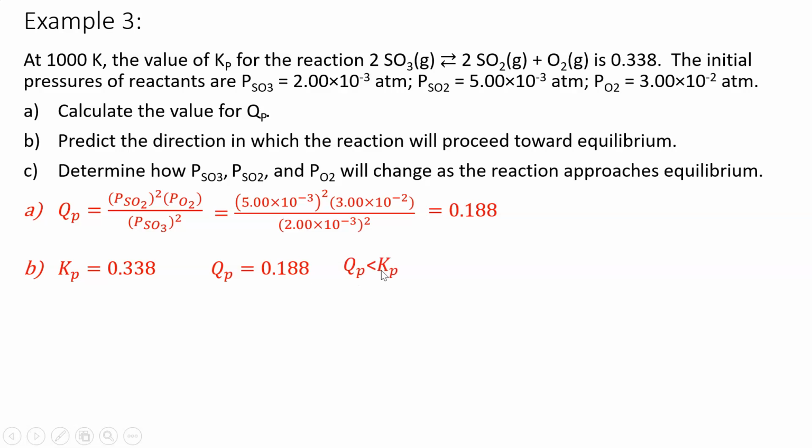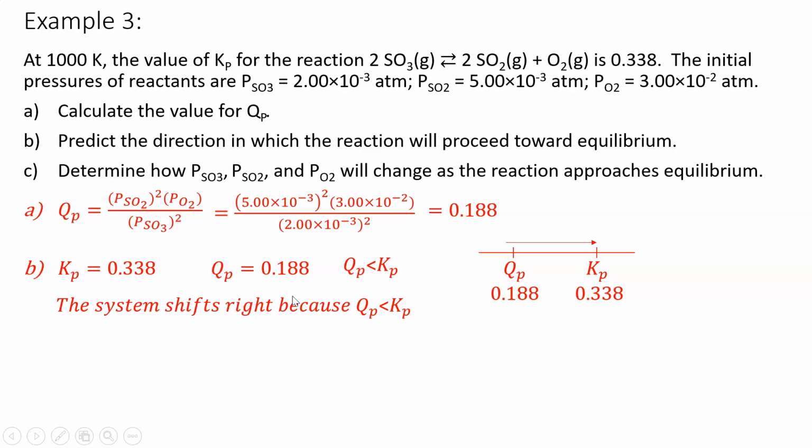So since QP is less than KP, we can think of it kind of like a number line. This is just one way of looking at it that might make it easier for you. If you draw a number line, we would have to go to the right in order to get to KP. It's just a visual way of remembering. The reaction shifts to the right, or towards products, when QP is too low. So the system shifts right because QP is less than KP.